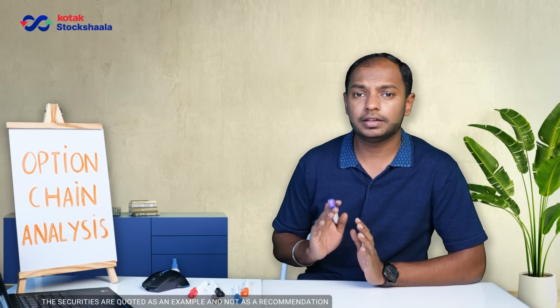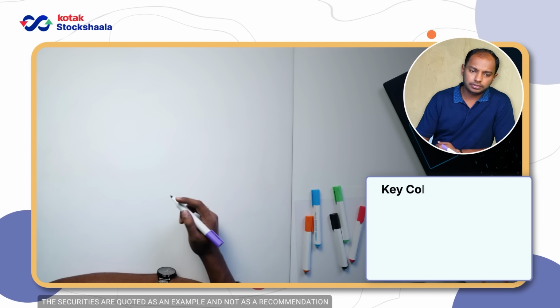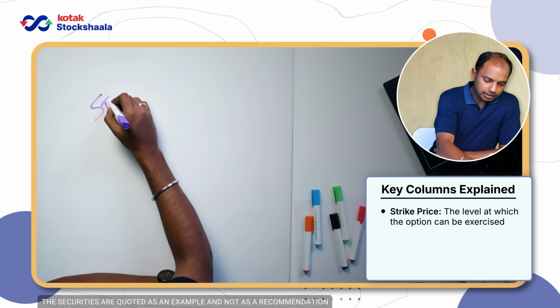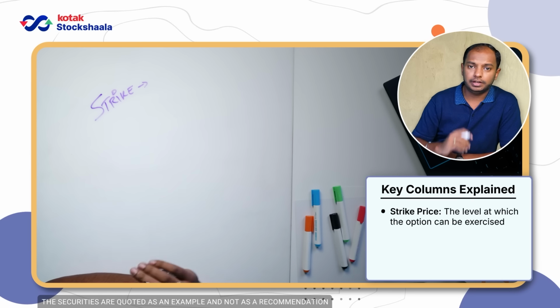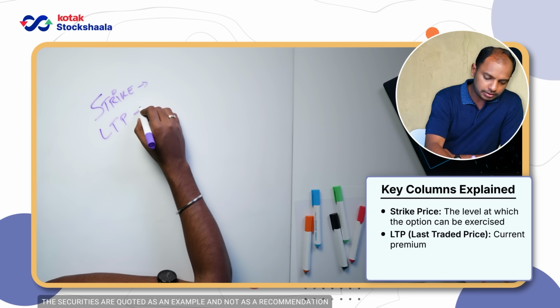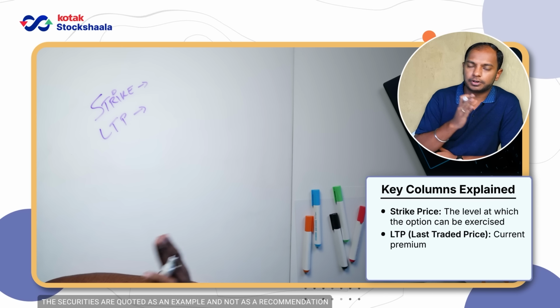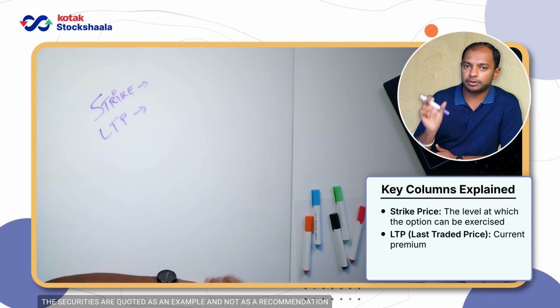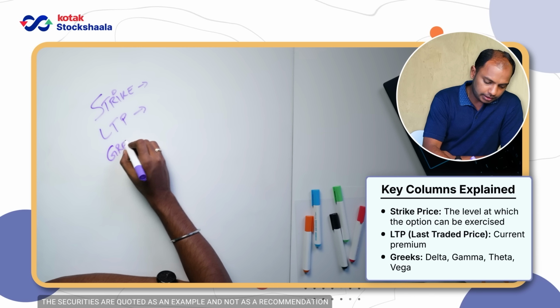Let's understand the key columns that are visible in an option chain chart. The first thing you can find is called the strike price. It is the level at which the option can be exercised. The second thing you're going to find is the last traded price of that specific contract. You're going to find this on either side, for call options as well as put options, for each individual strike. Next, you're also going to see the different Greeks.